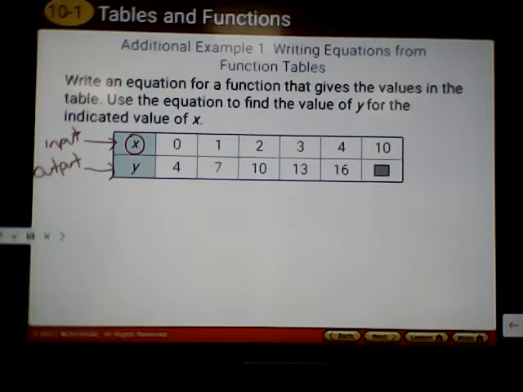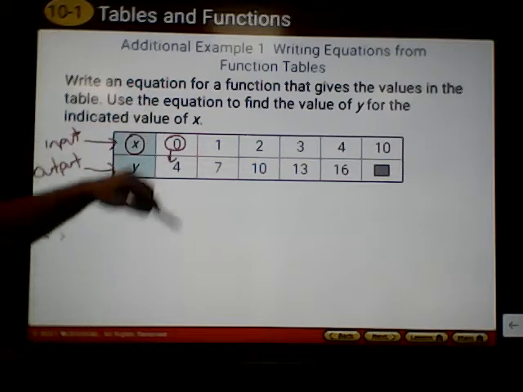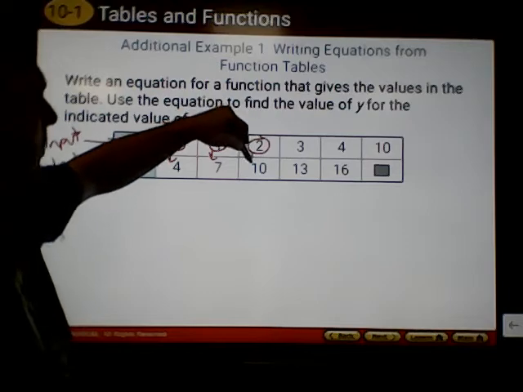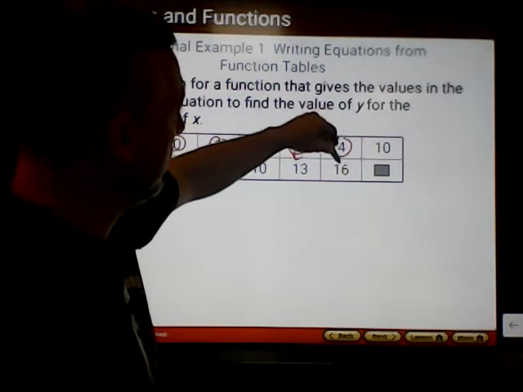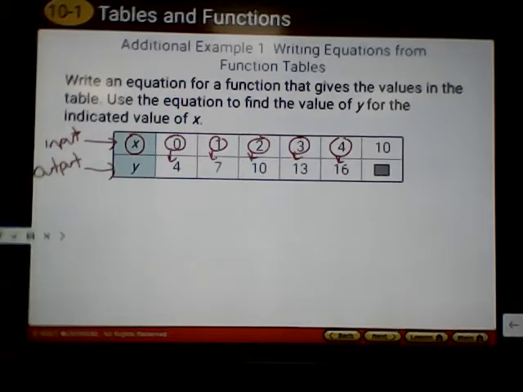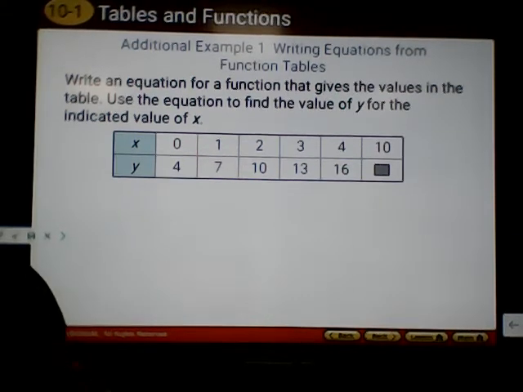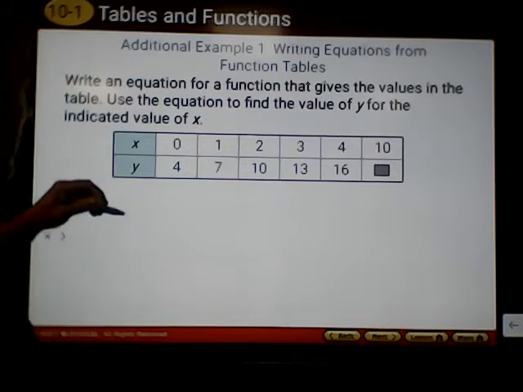So you always start with x, and you want to say, what can I do to the 0 to get 4? What can I do to the 1 to get 7? What operation can I do to the 2 to get 10? What can I do to the 3 to get 13? And what can I do to the 4 to get 16? We have done this back in the first semester when we did tables, back in chapter, which chapter was it? 1, 2? It was somewhere back in the beginning of the book.